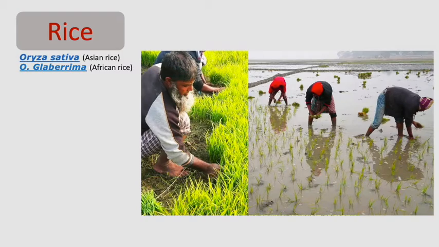Rice, which is an annual grass, belongs to the genus Oryza that includes 20 wild species and 2 cultivated species. Oryza sativa, which is often called Asian rice, and Oryza glaberrima, which is also called African rice. While Oryza sativa is the most commonly grown species throughout the rice growing world today.